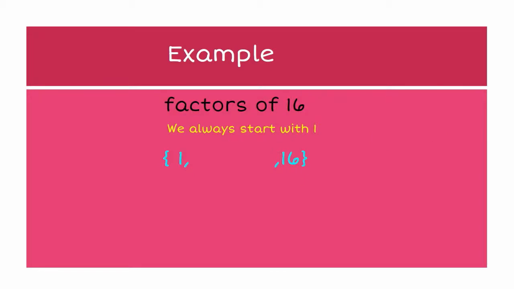Remember that we are looking for pairs of numbers that make 16. We have found 1 and 16. Next number after 1 is 2. 2 times 8 equals 16. So we add 2 and 8 to our list.